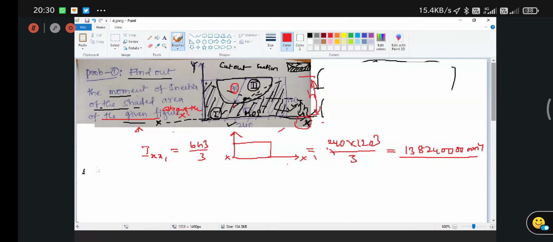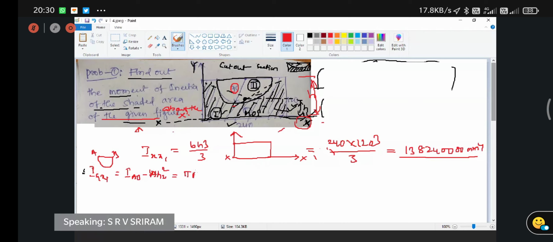BH cube by 3, if you simply calculate it. And the moment of inertia for the central axis, for which one? The semicircle, like this one. So in order to find the central axis, from the base axis I want to remove the area of this one. So the moment of inertia about the base axis, pi r power 4 by 8, minus the area of this thing, which is pi r square by 2, the area of the quarter semicircle, into h2.